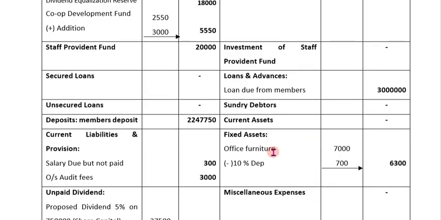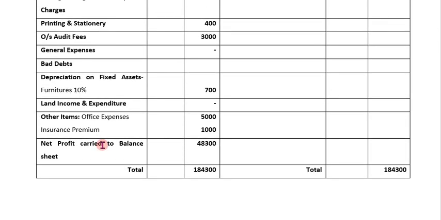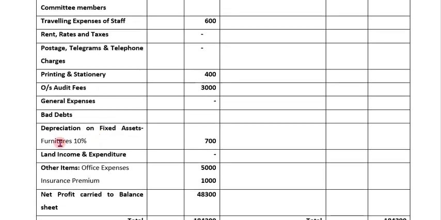Office furniture assets. Now in fixed asset, write down office furniture rupees 7,000 less 10% depreciation. Calculate 10% depreciation on 7,000. Amount will come 700. So 7,000 minus 700, in outer column 6,300. Now the second effect of this depreciation will come in profit and loss account, in expenditure side under depreciation on fixed asset, that is furniture 10%, 700 rupees.